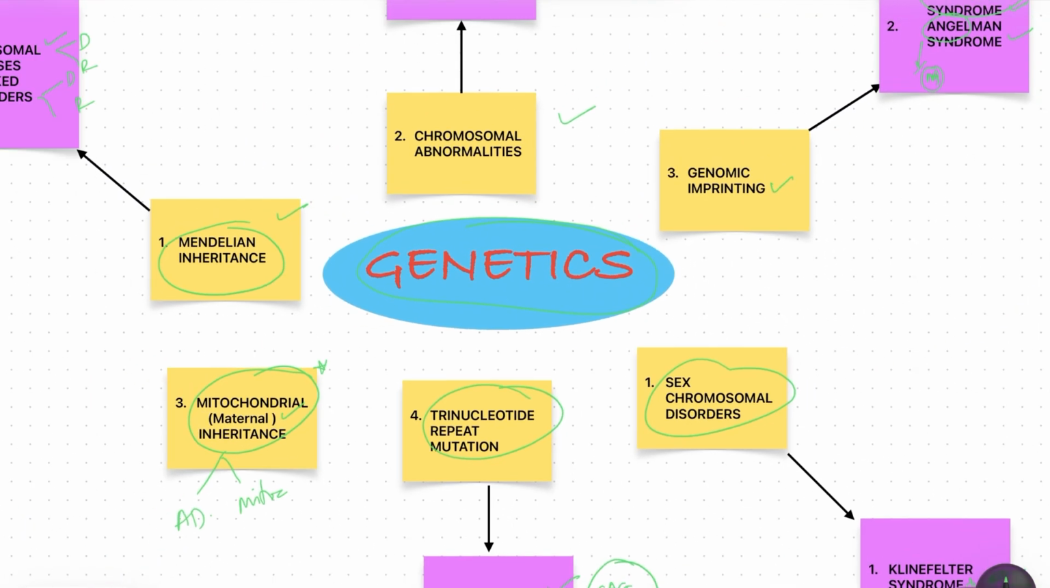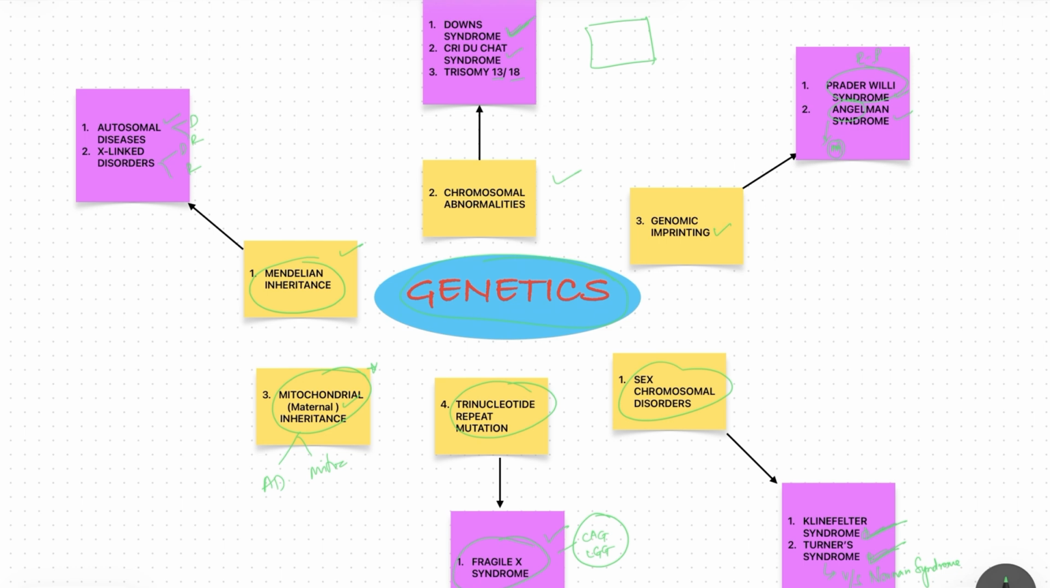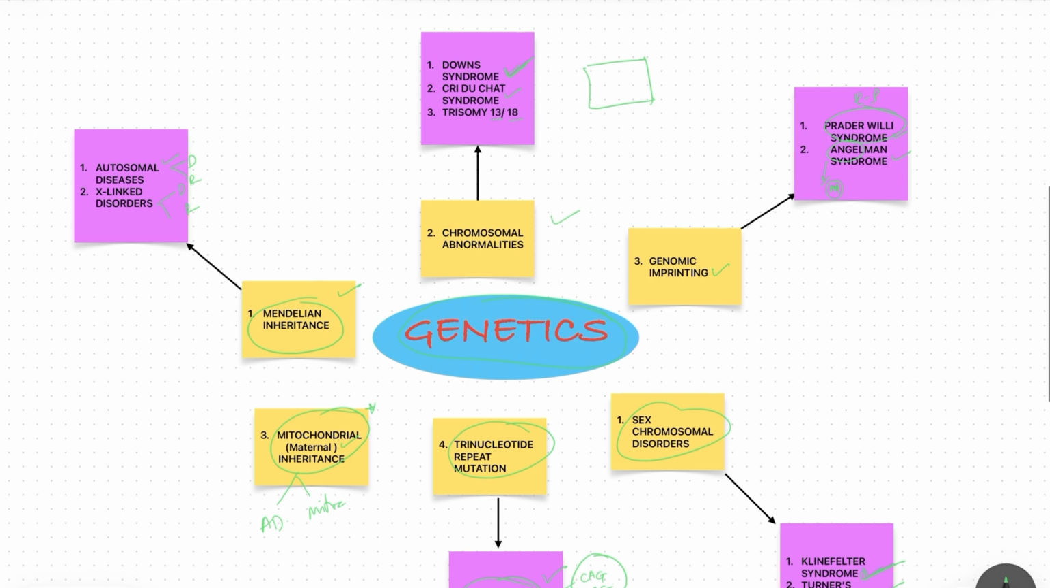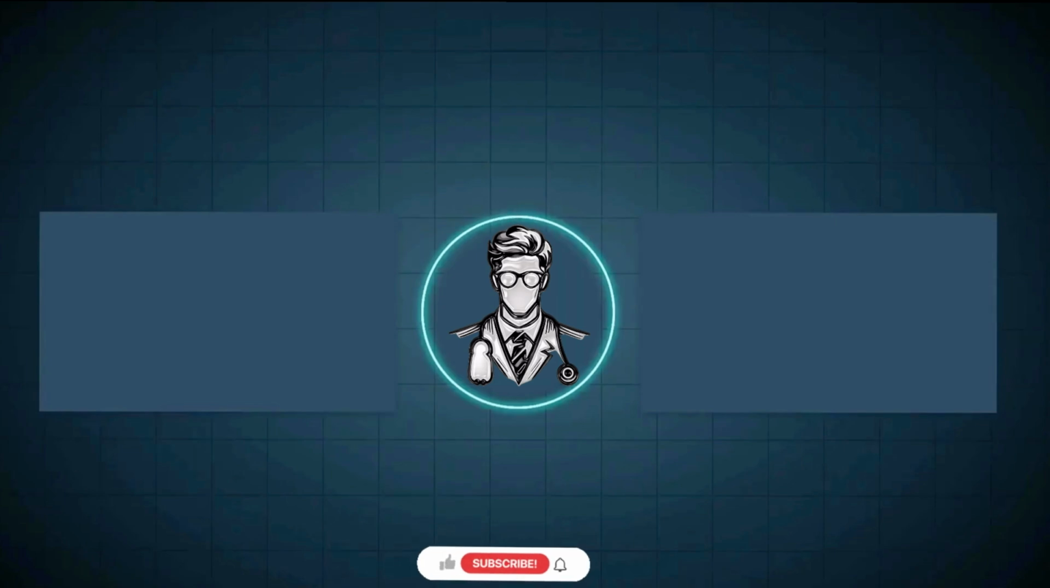Then coming to trinucleotide repeat mutation. This is an entrance point of view question. If you want, you can watch or else skip it. But you have to know something about Fragile X syndrome. There are some points of CAG and CGG. I'll make a very short video, sticking to the point.